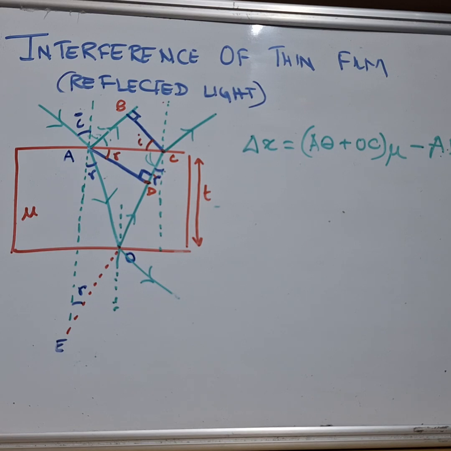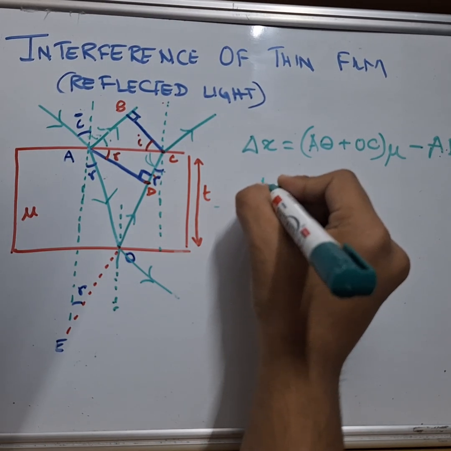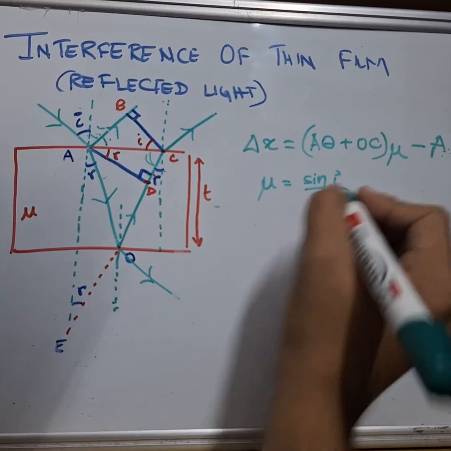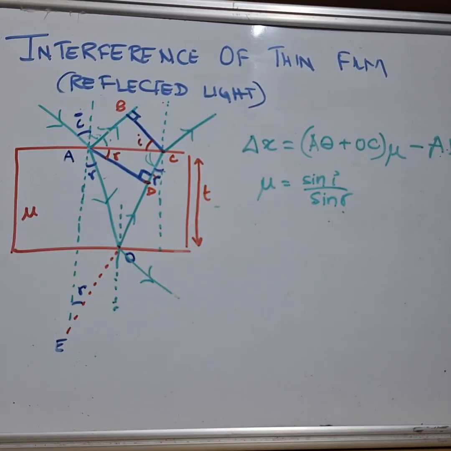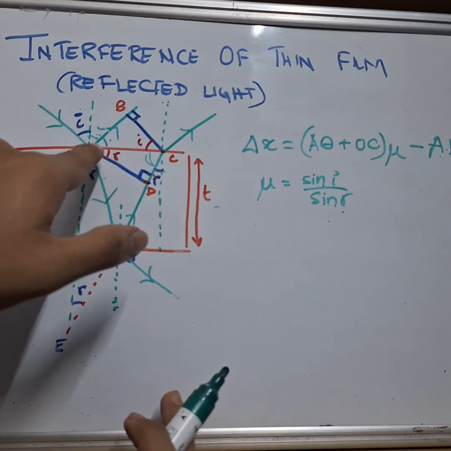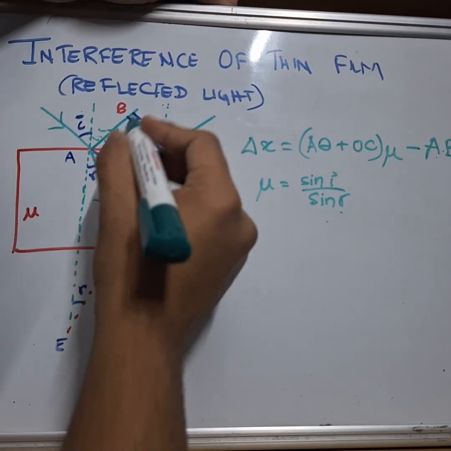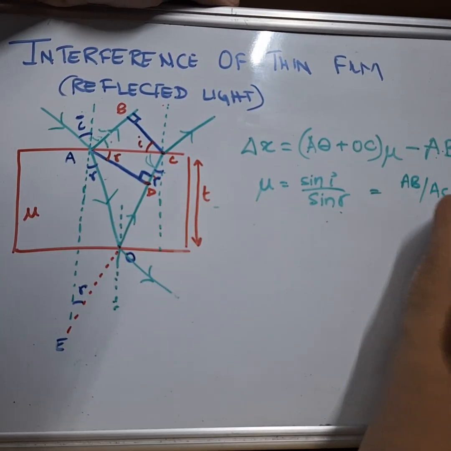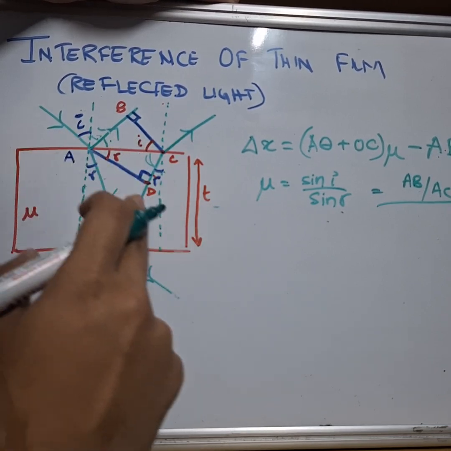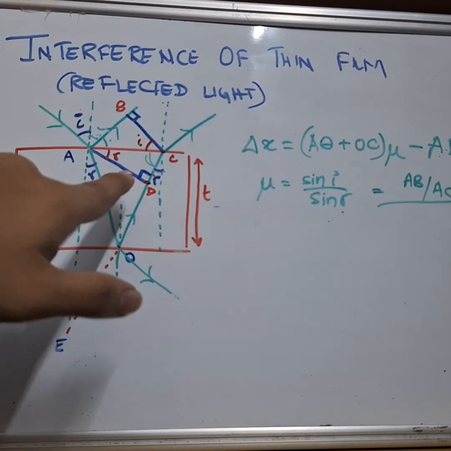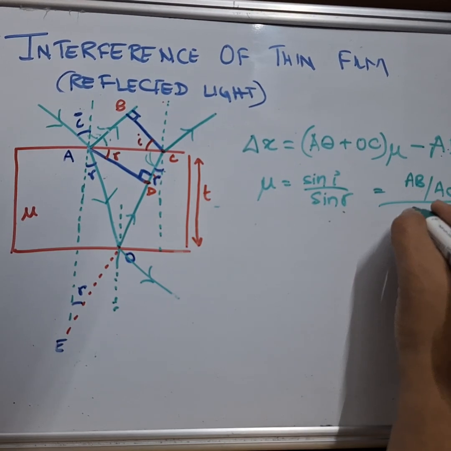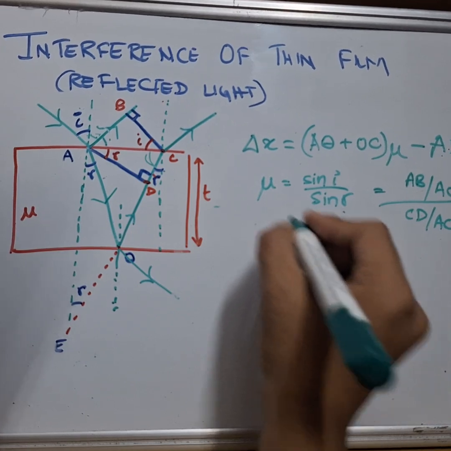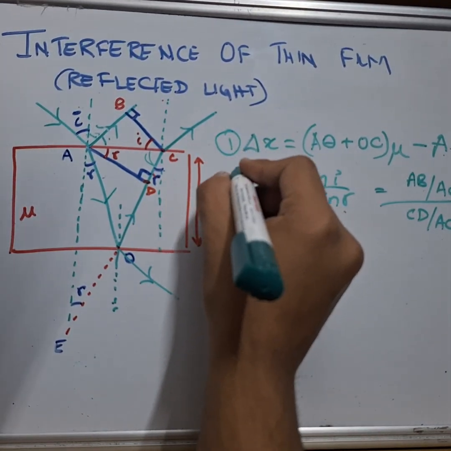Okay. Now we also know that mu equals sine i by sine r, right? If mu equals sine i by sine r, we can see here that sine i equals AB by AC, and sine r in this triangle ADC is CD by AC. From here we can see that mu equals, this is the first point, this is the second point.